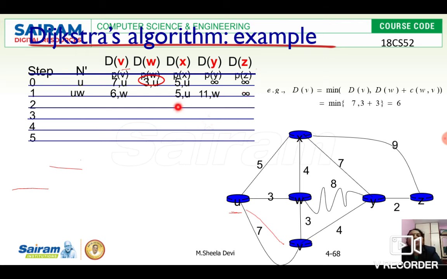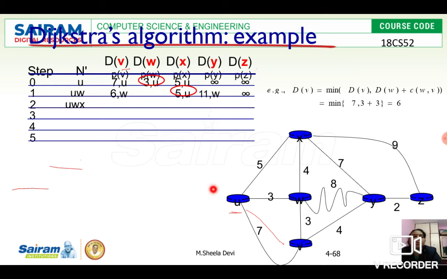Next, what I have to do? I have to compare again these 3 values. Whichever is lesser, that node should be taken. If you take, only this value is lesser, and I have to take the node X and add it in N dash. So as I said, I am adding X in N dash. Now from U through X to V, any path exists? No. So I will maintain the same.